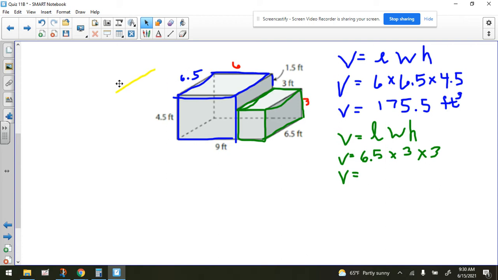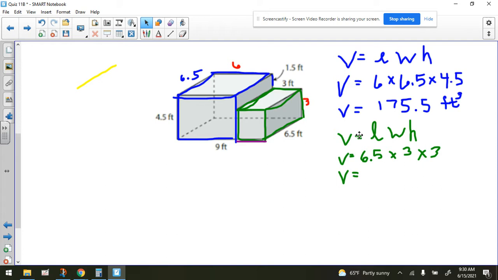Now, the dimension that we have to infer is the length of this line. And what do we know about that line? We know that this whole thing would be 9, and they're telling us that this piece here is 3. So if we subtract out the 3 from the 9, that's going to give us this piece of 6. The other thing we might have to infer is the height, by the way. So the numbers that we're going to be multiplying together for the blue one would be 6 times 6.5 times 4.5. So length times width times height.